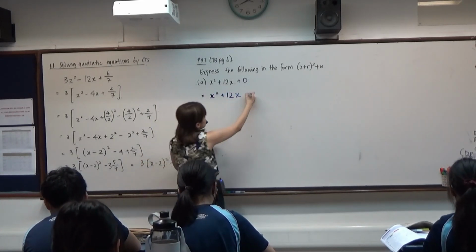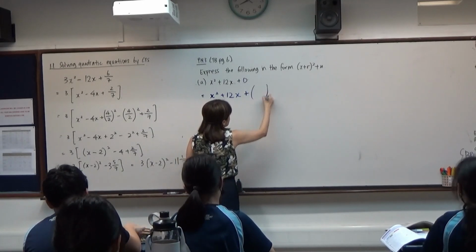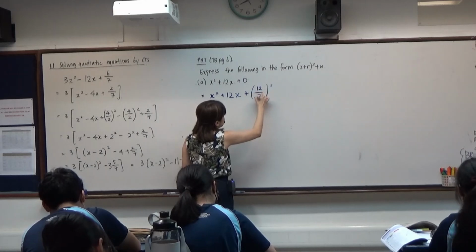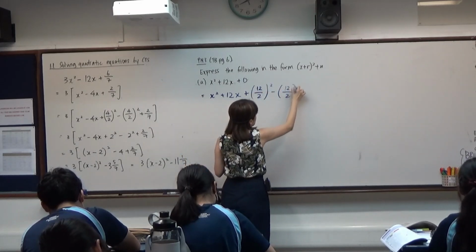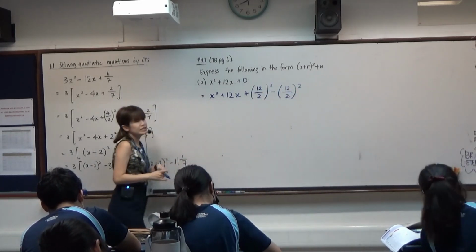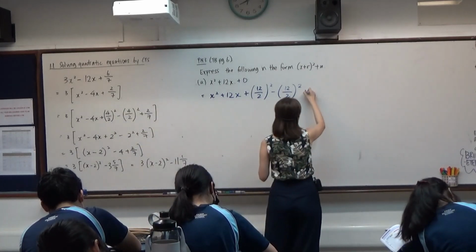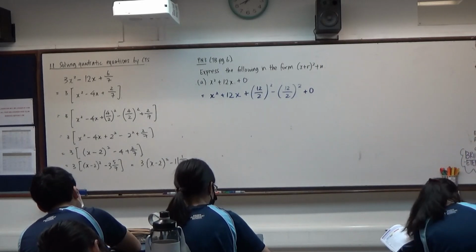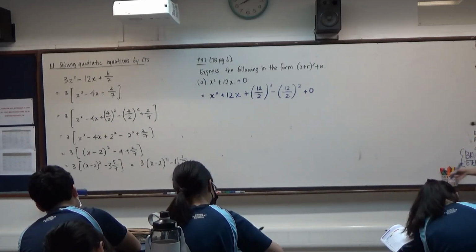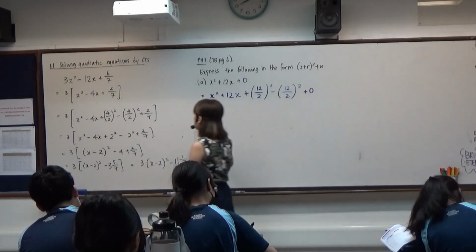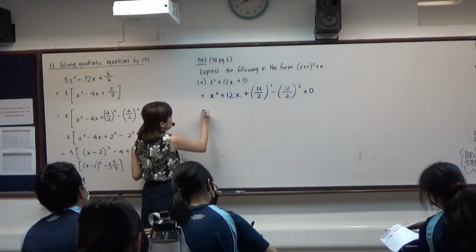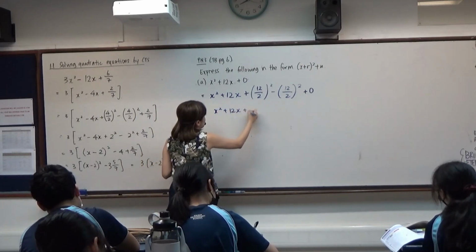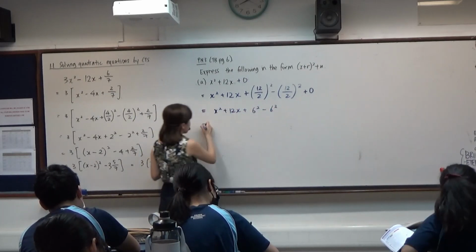Plus 12x. Then what are we going to add? 12 divided by 2 squared, right? So that will be 6 squared. We don't have to intentionally write the plus 0, but I'm just writing it there in case some of you need that to visualize the whole comparison. Then after that we will get x squared plus 12x plus 6 squared minus 6 squared.